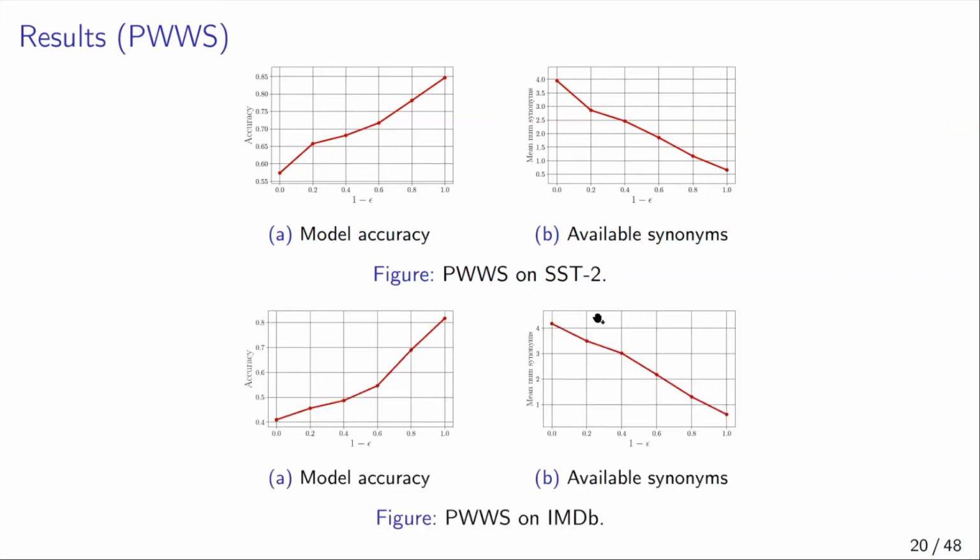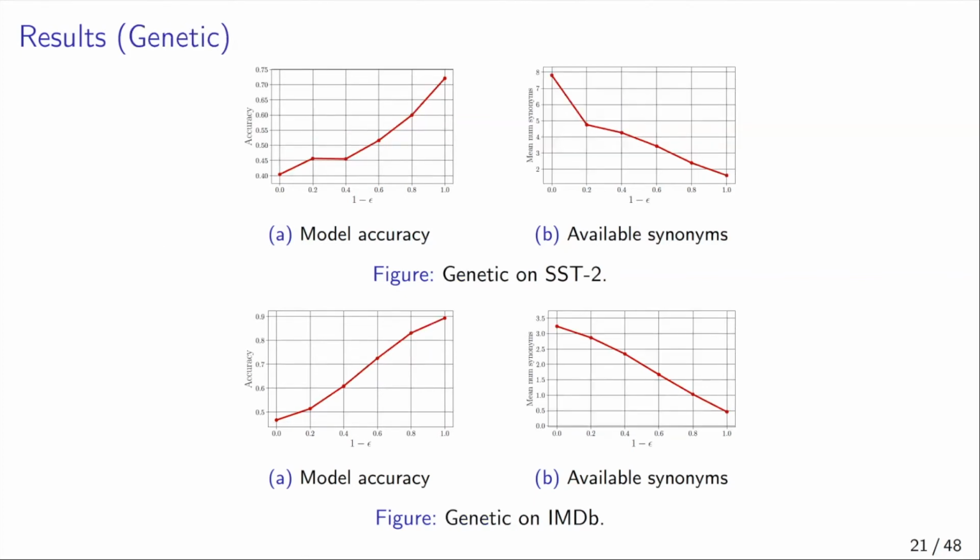We see something similar for PWWS on IMDb here as well. And then these are the results for the genetic attack, which are also similar to what we have seen before.